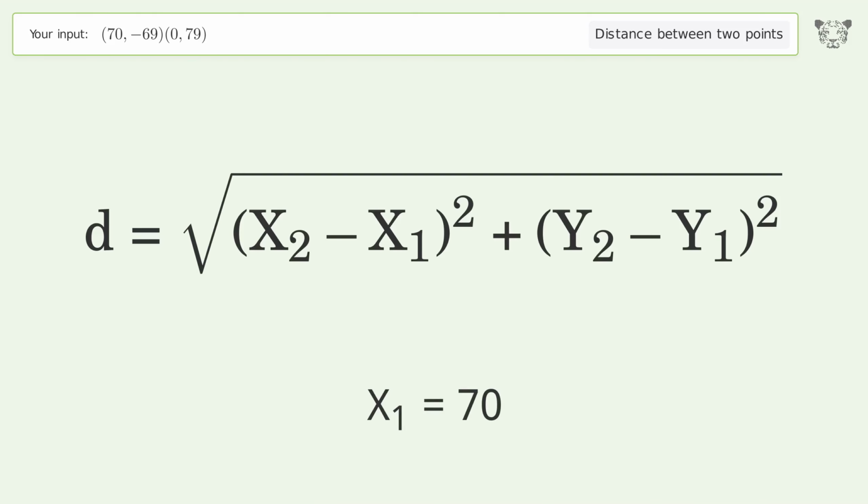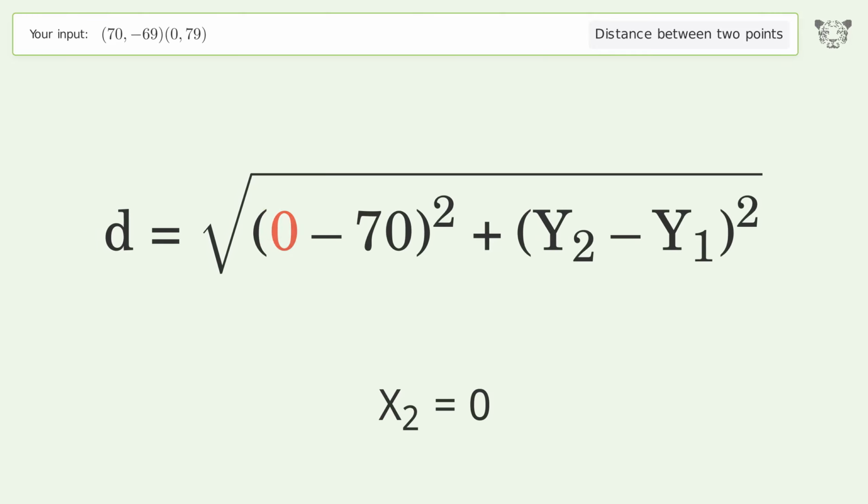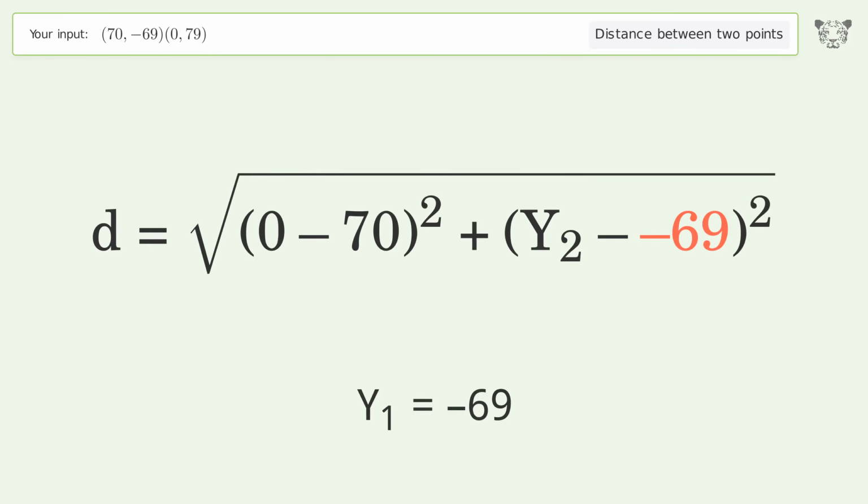x1 equals 70. x2 equals 0. y1 equals negative 69. y2 equals 79.